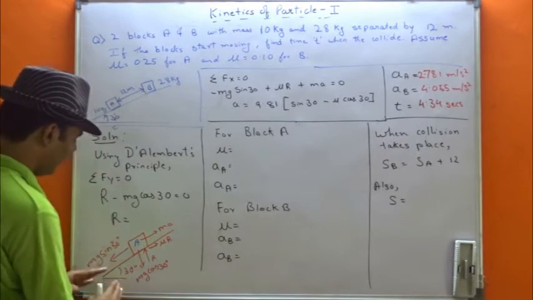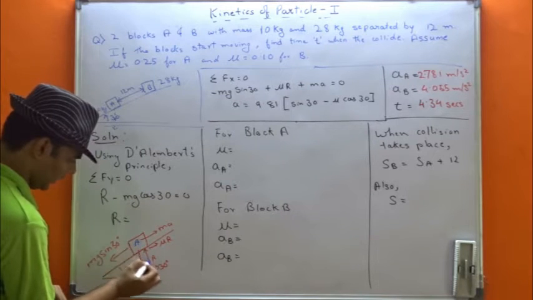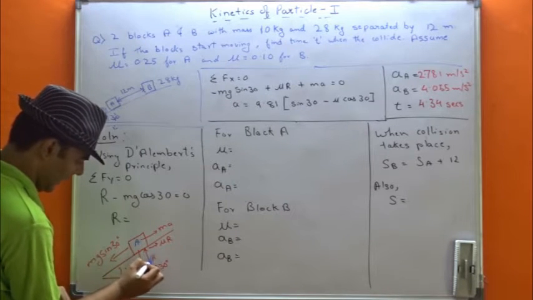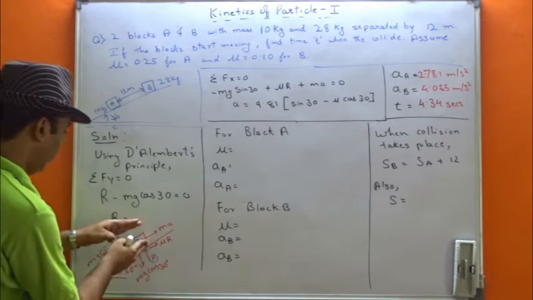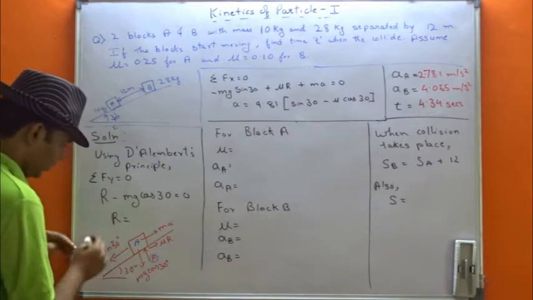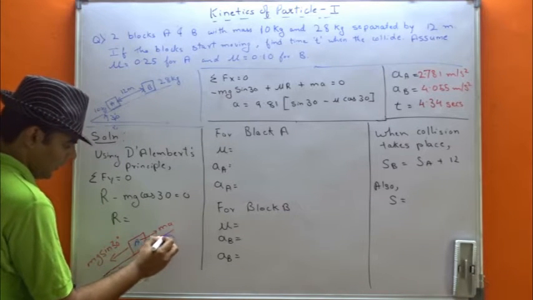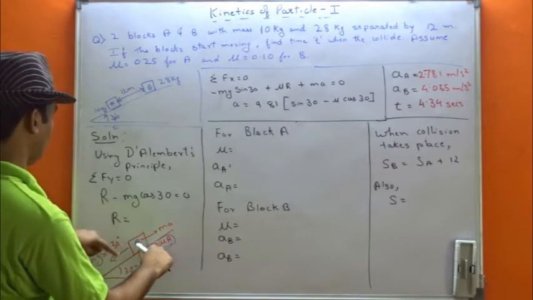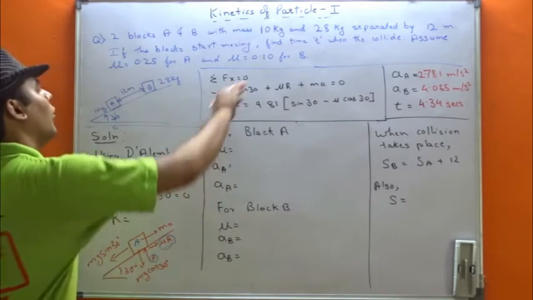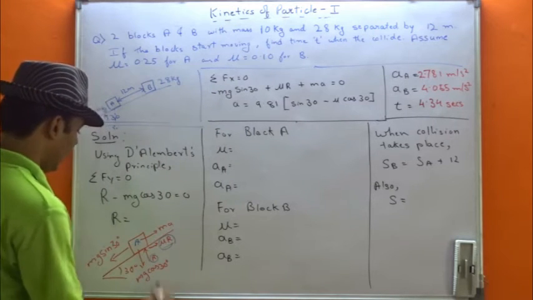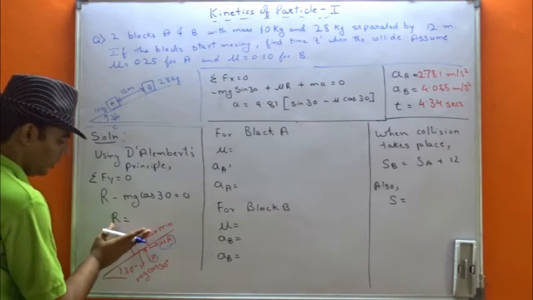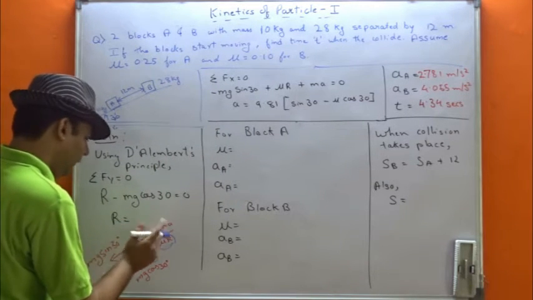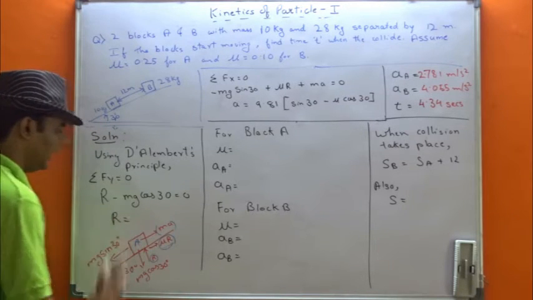A resultant of this will be acting on the block. So this is given by R here. The block is moving in downward direction, so mu R would be in upward direction. Mu for block A is 0.25 and for block B it will be 0.1, and the reactional force, or the countering force, ma, would be in upward direction.